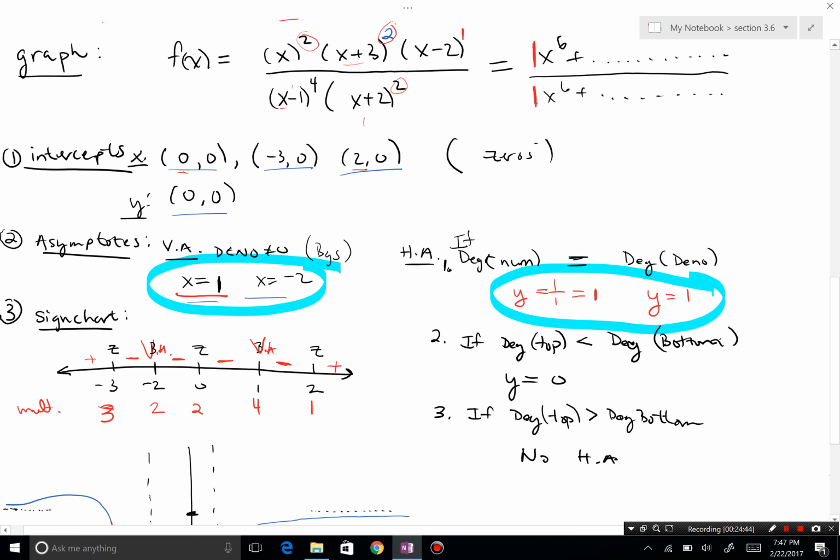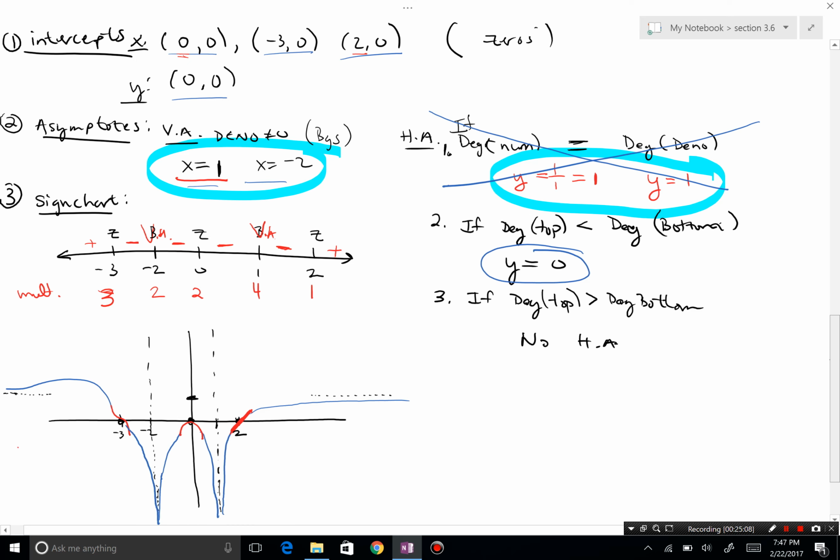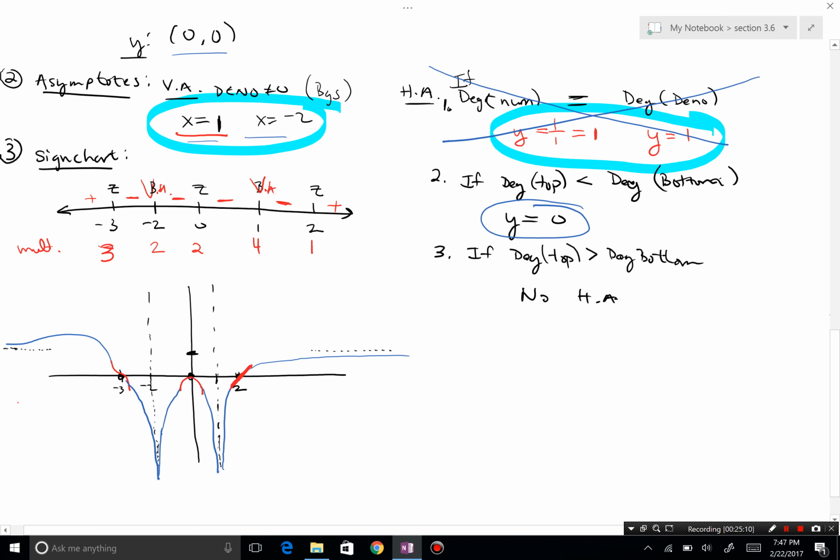But check this out. What's going to change? The horizontal asymptote. Is the degree of the numerator equal to the degree of the denominator like before? No. When you multiply this out, it's going to be degree 5. Right? And if it's degree 5, it no longer applies to this. It's less than, so it's going to be y equals 0. Okay? Which means, now what?